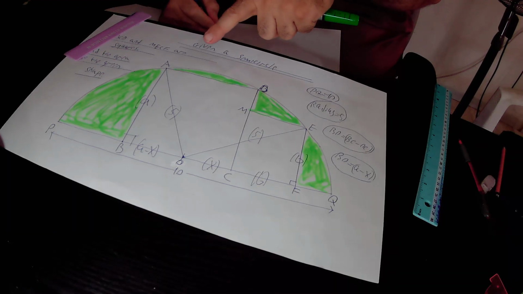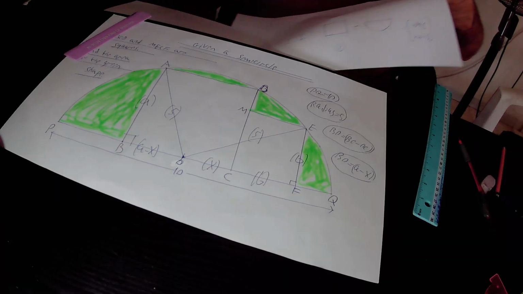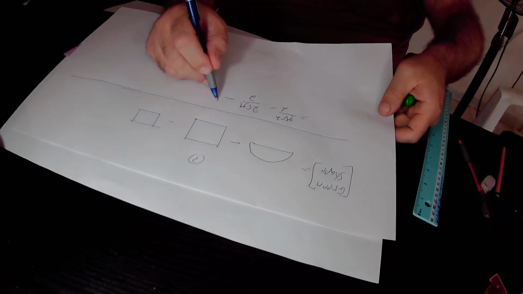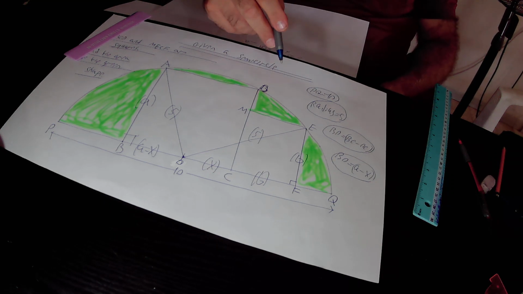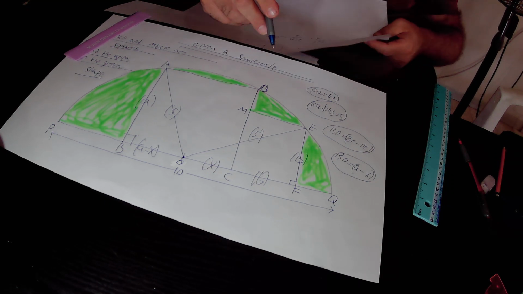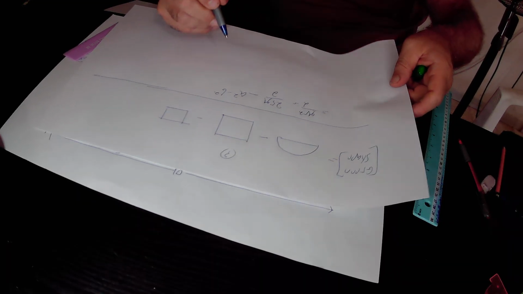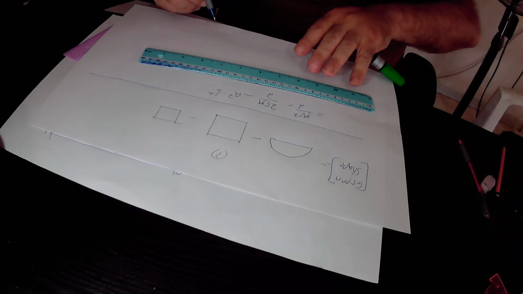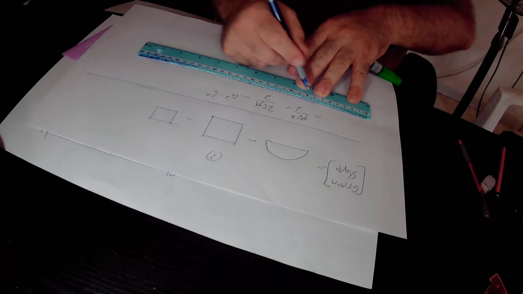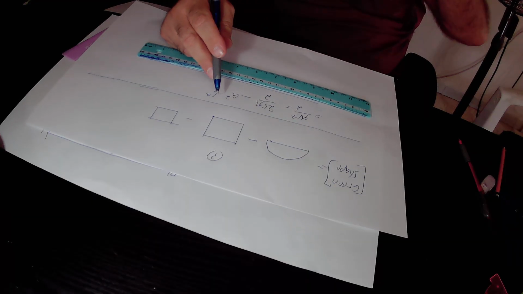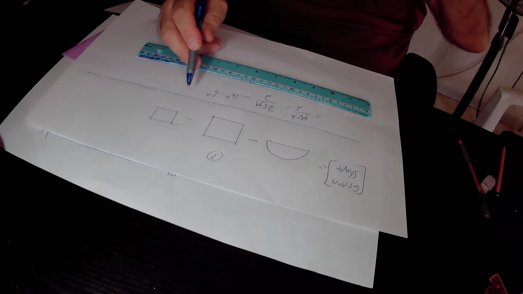One side of square ABCD is a, therefore the area must be equal to a squared, so it is minus a squared. One side of the small square is b, therefore the area of the small square must be equal to b squared, so it is minus b squared. So in total, we found out that the area of the green shape equals the area of the semicircle, that is 25 pi over 2, minus the area of the big square, that is a squared, minus the area of the small square, that is b squared.